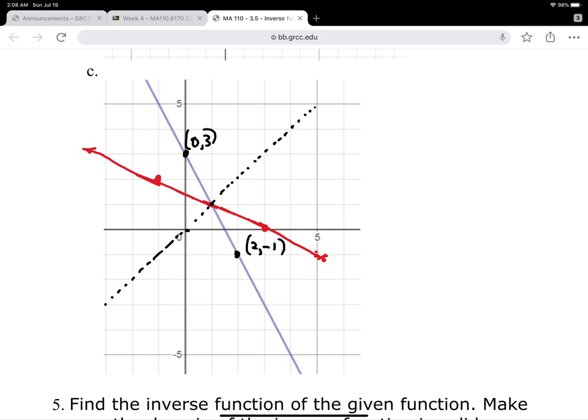So that's the graphing part. For the most part, people are okay with the graphing part. The algebra part is the one that's going to give people a little bit of an issue, but we will work through those.